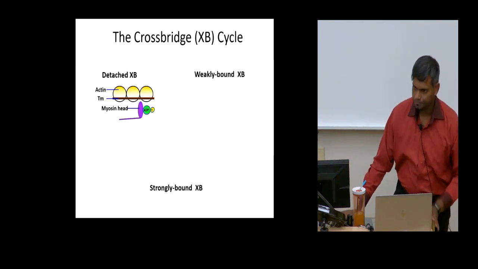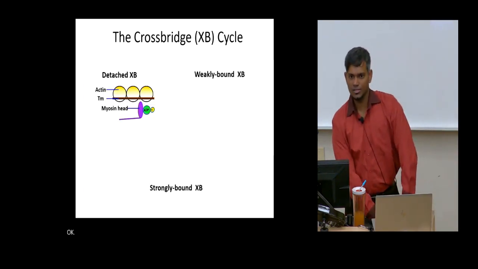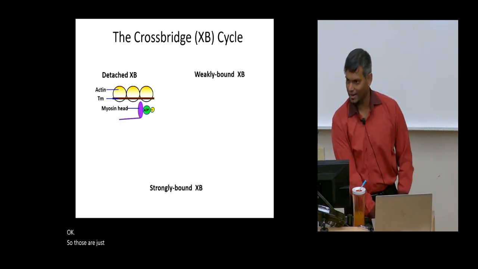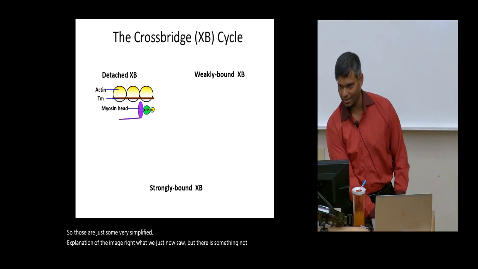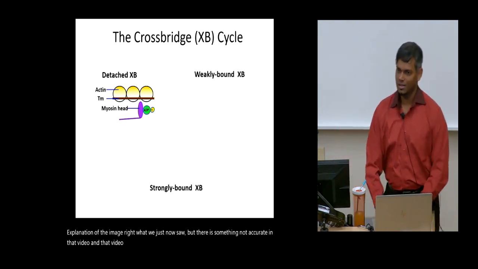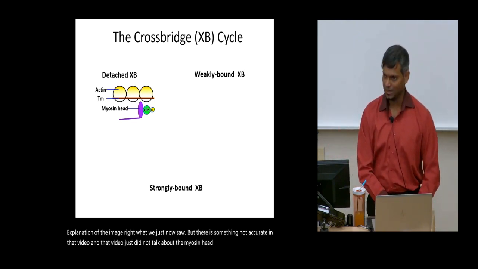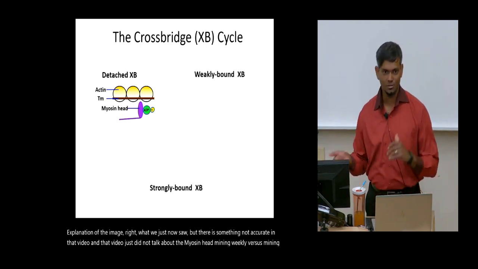Okay. So those are just some very simplified explanations of the events, right? What we just saw. But there is something not accurate in that video: it did not talk about the myosin head binding weakly versus binding strongly. It just went from unbound to bound.